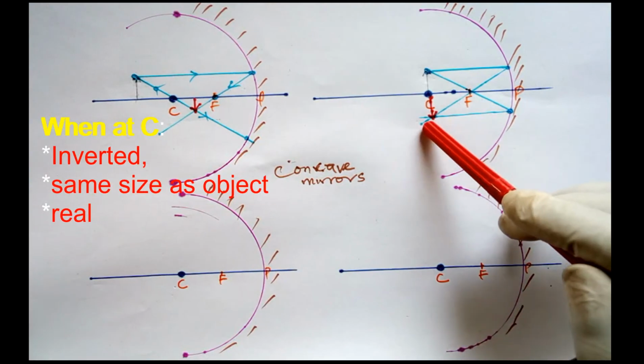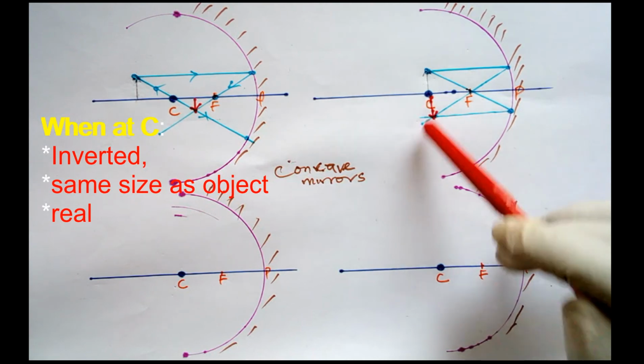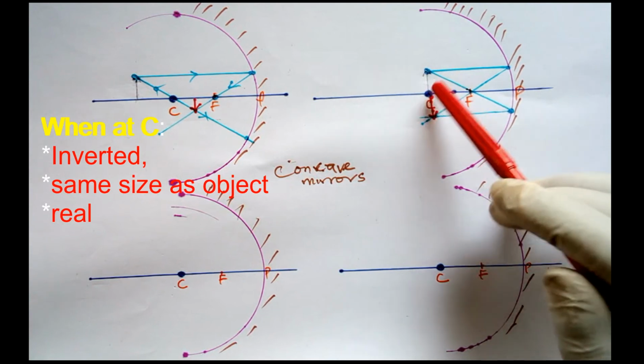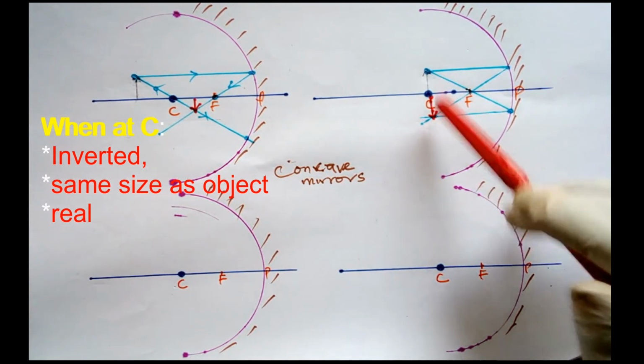The characteristics of the image formed when the object is at C are: one, the image will be inverted. Two, the image will be the same size as the object. And three, it will be real because it's in front of the mirror.